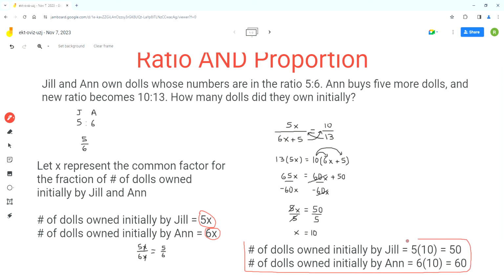Since it's a word problem, it's a good idea to write a closing statement for this problem.